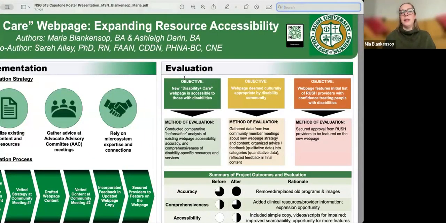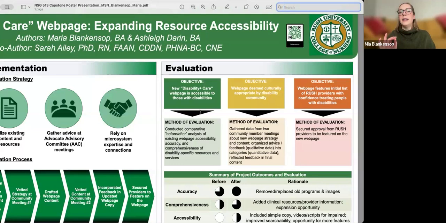So here were some of our objectives. We wanted the new disability care webpage to be accessible to those with disabilities. This is very fundamental. When you are accessing a web page, you should be able to use your apps if you have a visual disability for it to connect and be able to read that information to you, that kind of thing. So we really wanted to make sure that it met baseline web accessibility standards.